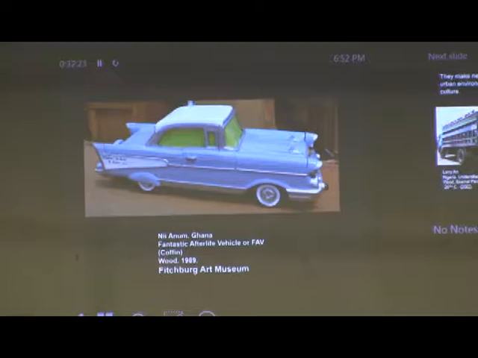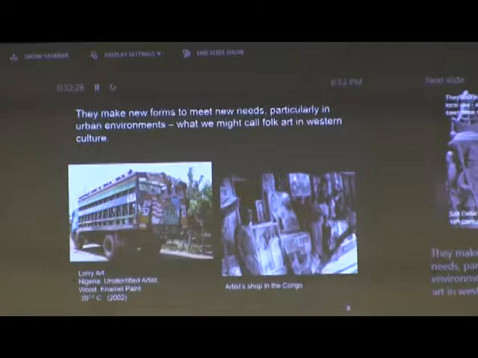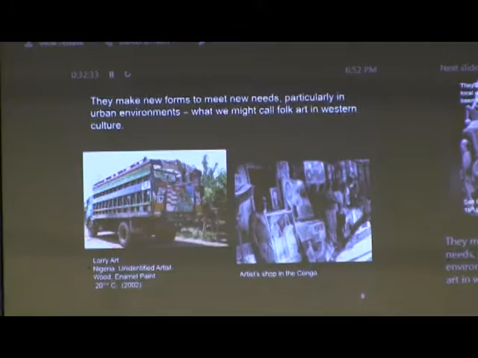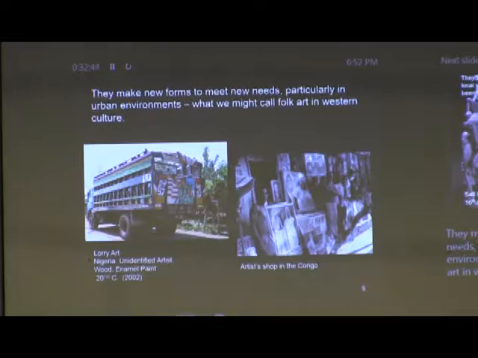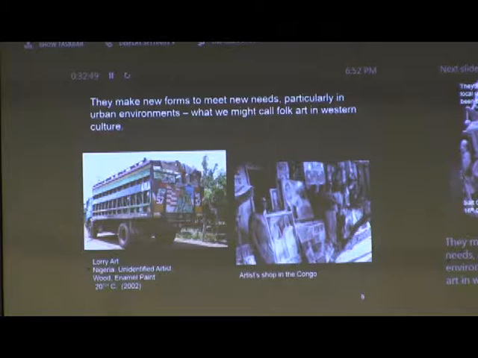There are also new forms made for new purposes or new circumstances, something which I guess we would call folk art historically, but particularly for sale and use by local people, but in urban contexts. And the urban life is a little, although it's not new anymore, I mean, it's getting on to being 60, 70 years old now, but increasingly life is urbanized in many parts of the world.